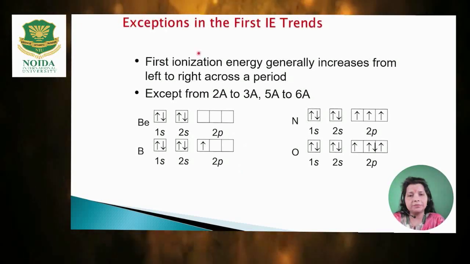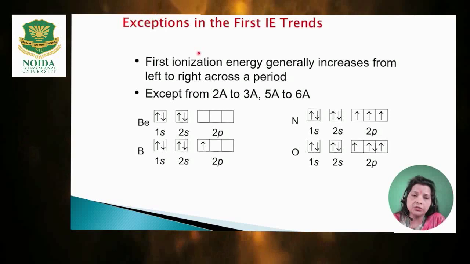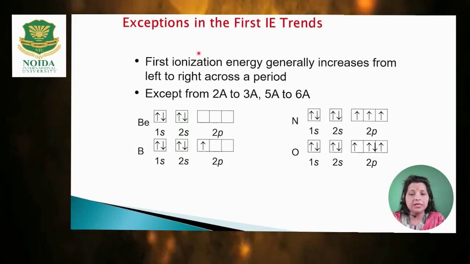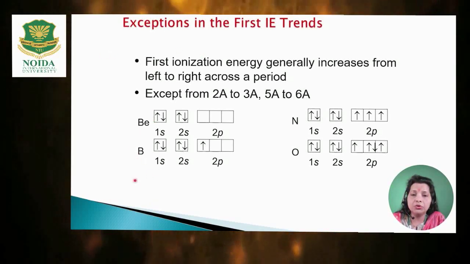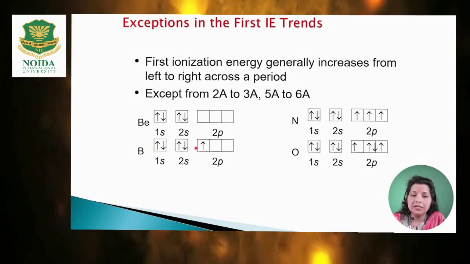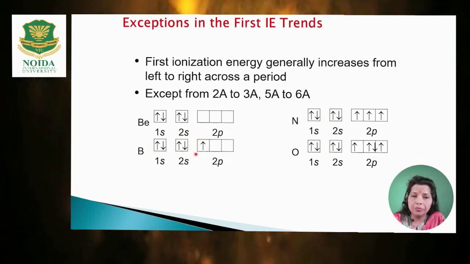Now we have certain exceptions in the first ionization energy. As I told you, whenever we move left to right in the periodic table, the ionization energy increases because the force of attraction from the nucleus, that is the Z effective, is increasing. That's why it is tough to remove the electron from its valence shell. But in the case of beryllium, boron, nitrogen and oxygen, when we compare, as you can easily see here, if you want to remove one electron from boron, this electron is in 2p, whereas in beryllium, you need to remove the electron which is in a 2s orbital, that is a full-filled orbital.